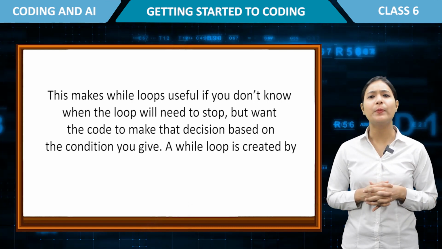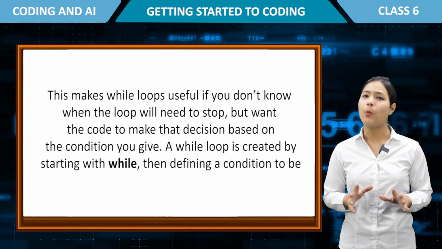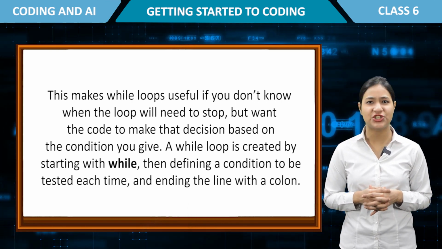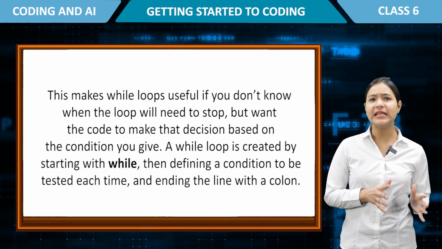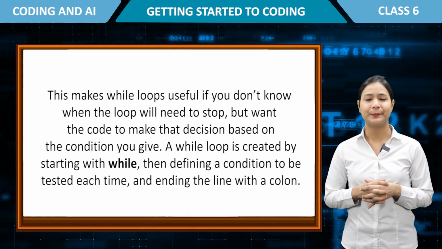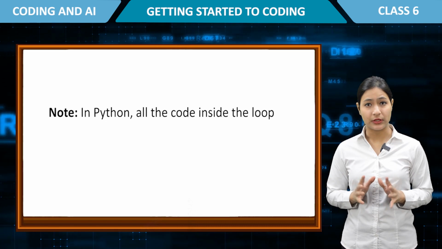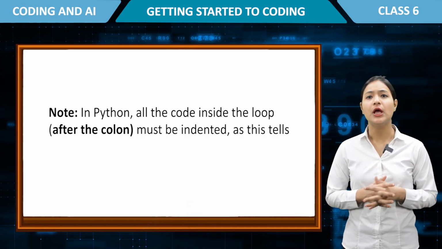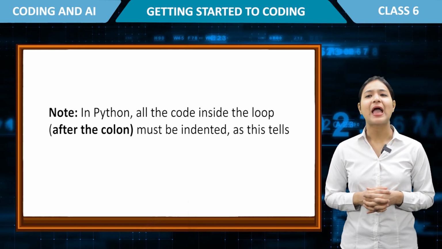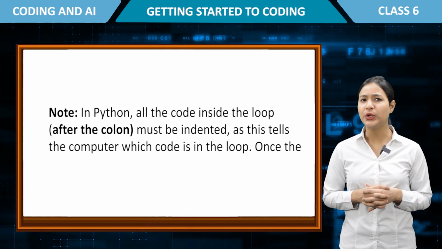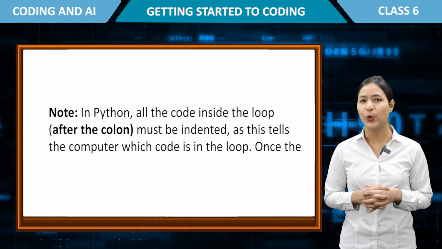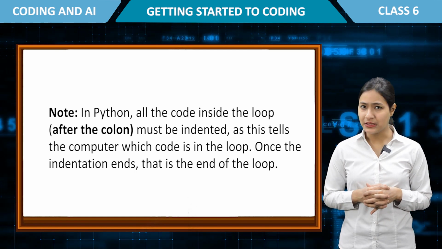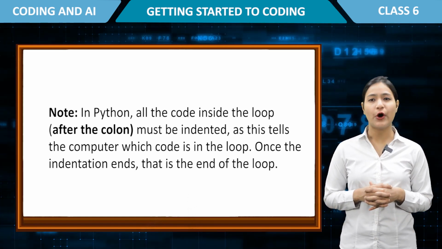A while loop is created by starting with while, then defining a condition to be tested each time, and ending the line with a colon. Note, in Python, all the code inside the loop after the colon must be indented, as this tells the computer which code is in the loop. Once the indentation ends, that is the end of the loop.